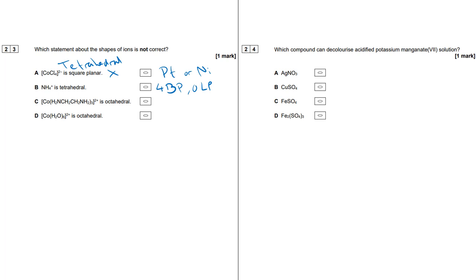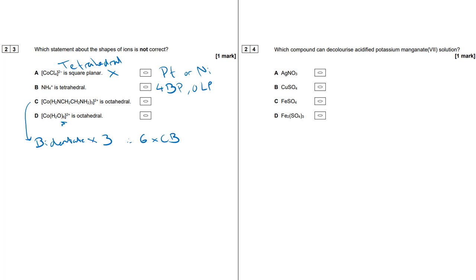Co with 3 lots of the bidentate ligand diaminoethane. So because it's a bidentate ligand, you would have 6 coordinate bonds. Therefore that would be octahedral. And cobalt with 6 waters, or hexaaqua cobalt ion, is octahedral. There's 6 coordinate bonds, so again that would be octahedral. So A is the only incorrect statement there.